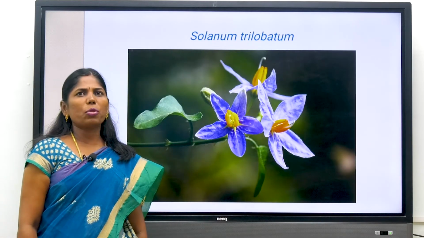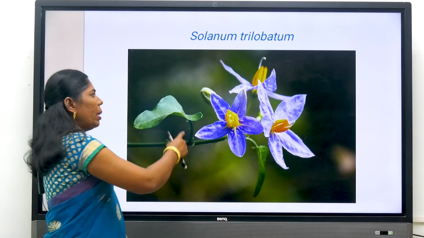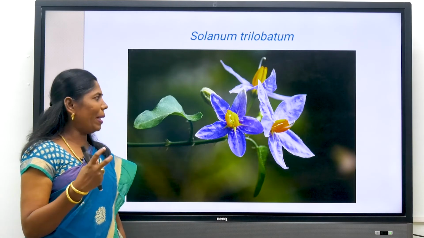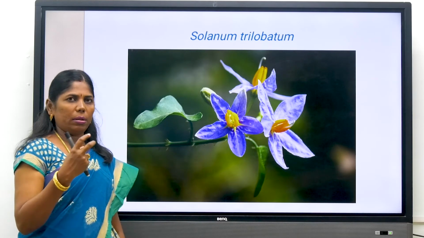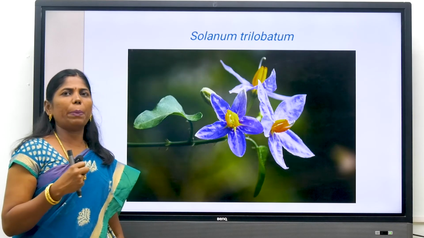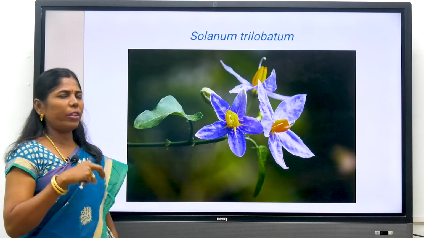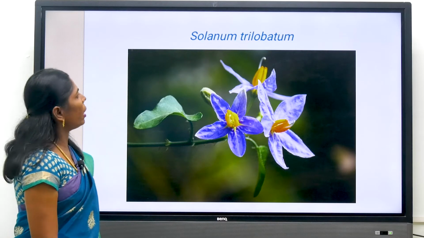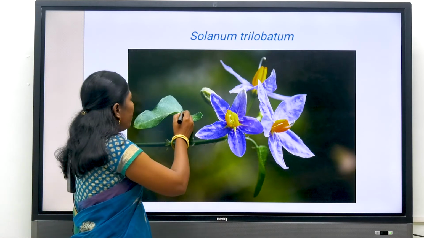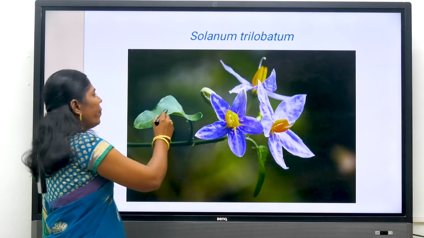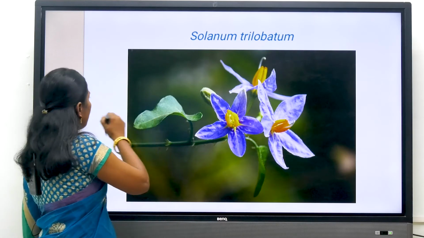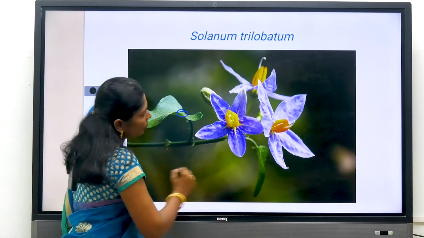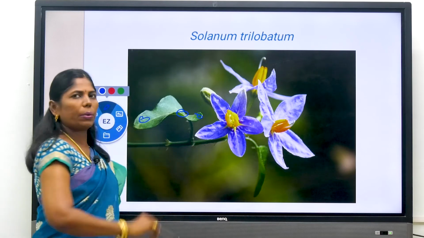The next one is Solanum trilobatum. We call it thoothuvalai. Solanum trilobatum is very useful to us nowadays. We say it is a very medicinal plant. If we take it, if you are suffering from cold or cough, we will recover from it. In Solanum trilobatum we can see the spines on the surface of the leaves. If you look at these, there will be spines on the surface of the leaves. So we can see the spines on the leaf.